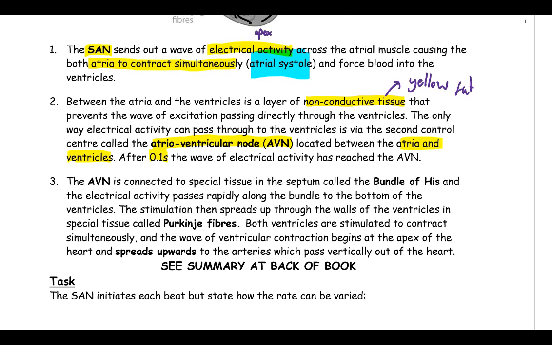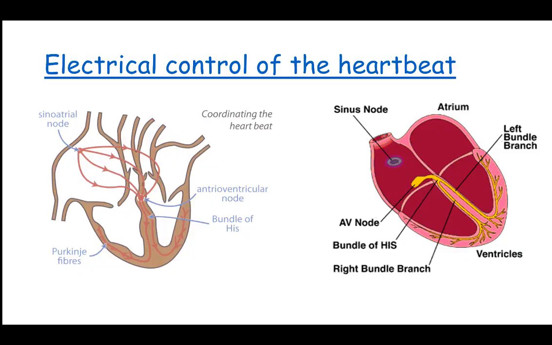The AV node is connected to special tissue in the septum called the bundle of His, and the electrical activity passes rapidly along the bundle to the bottom of the ventricles. The stimulation then spreads up through the walls of the ventricles in special tissue called Purkinje fibers, and both ventricles are stimulated to contract simultaneously, and the wave of ventricular contraction begins at the apex of the heart and spreads upwards to the arteries, which pass vertically out of the heart.